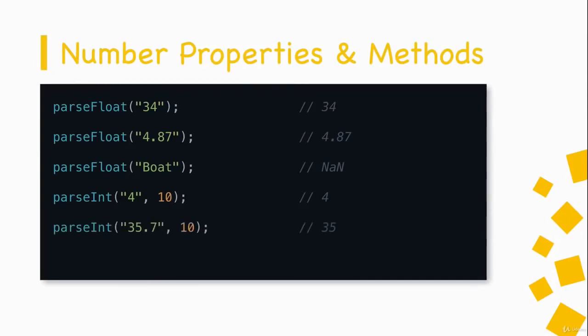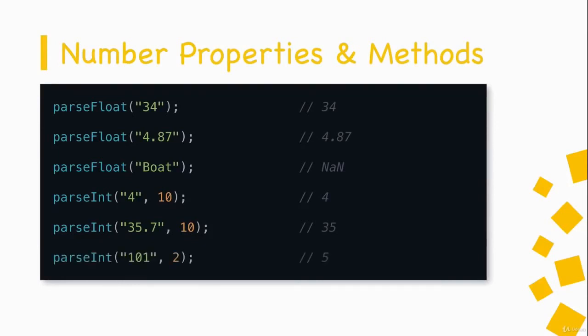Now the parseInt method can't work with decimals. So in this case, unlike the parseFloat method, if we type in 35.7, the output number is only 35, so the 0.7 has been completely ignored. So the parseInt method only outputs integers and not floating point or decimal numbers.